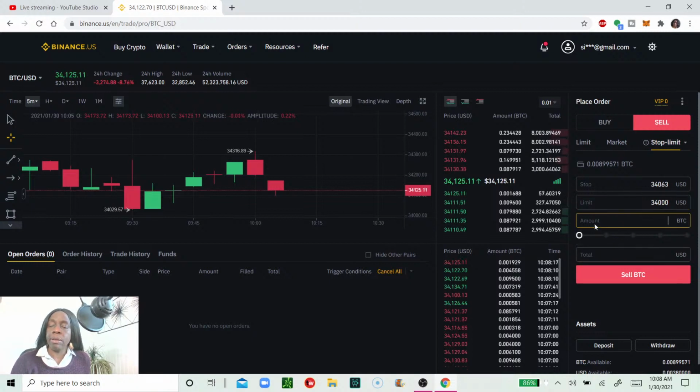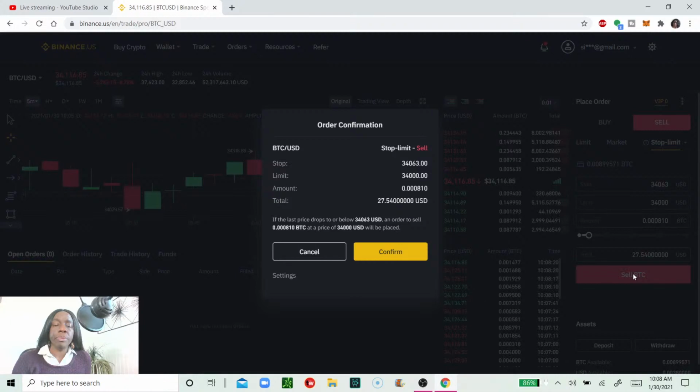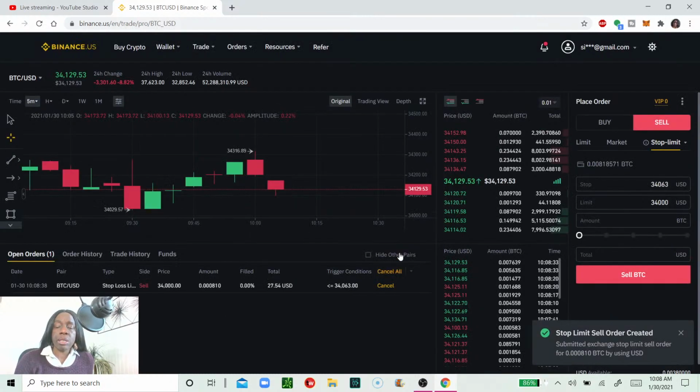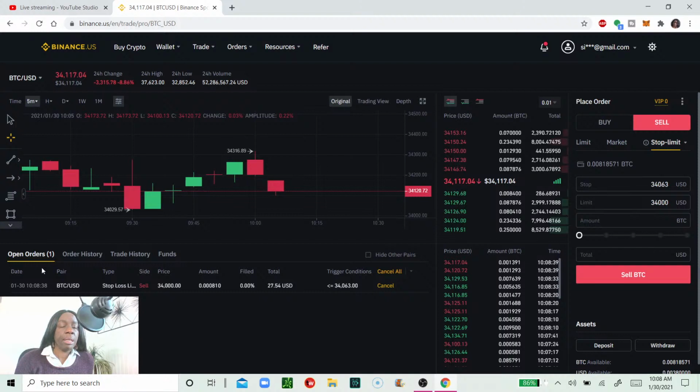And then, of course, you say how much you want to sell. If you want to sell everything, you can click 100%, or if you just want to sell a portion, or you know the exact amount you want to sell, then you put that in there, and then you hit the sell. You make sure you look over your order confirmation, hit confirm, and down in the orders here, the order history, it sets it up for you right there. So if price action should come down, this is the trigger. The stop value is your trigger. So that's setting the stop loss.